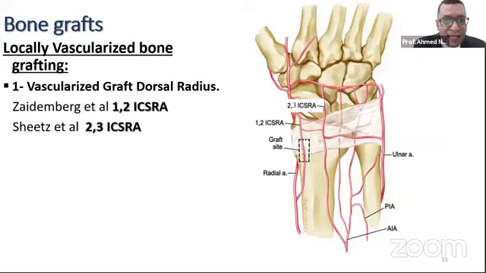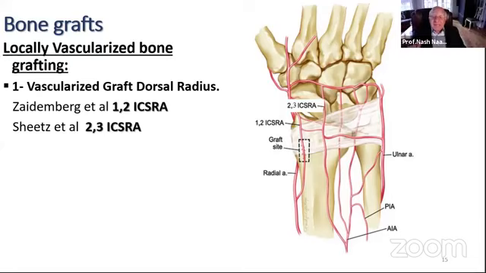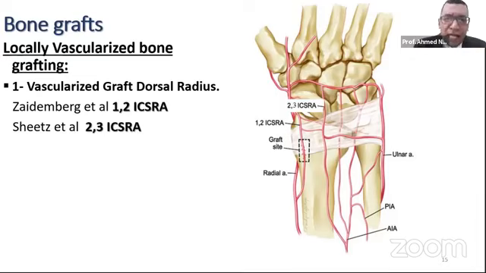So she's a female. Yeah, she's actually a girl. And she was a medical student, not even a resident. And she became a resident. She's a hand surgeon now. Yeah, she's called Sheets. But actually she did not describe it. She conducted the anatomical study about the vascularity of the distal radius, which was the base for the technique.